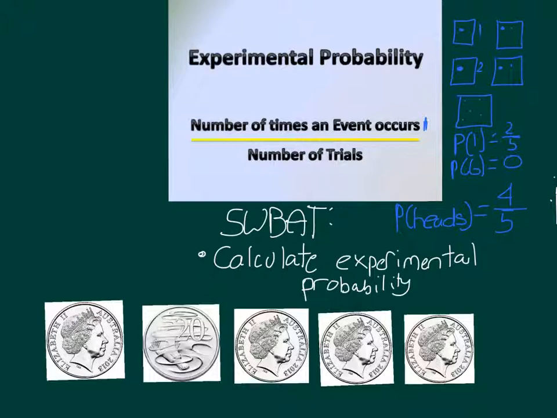So, experimental probability, easy to calculate, but the thing that brings people undone is they sometimes equate it with theoretical probability. They're different, and we've just seen why. All right, now we're going to do one more thing. We're going to solve a problem using this.